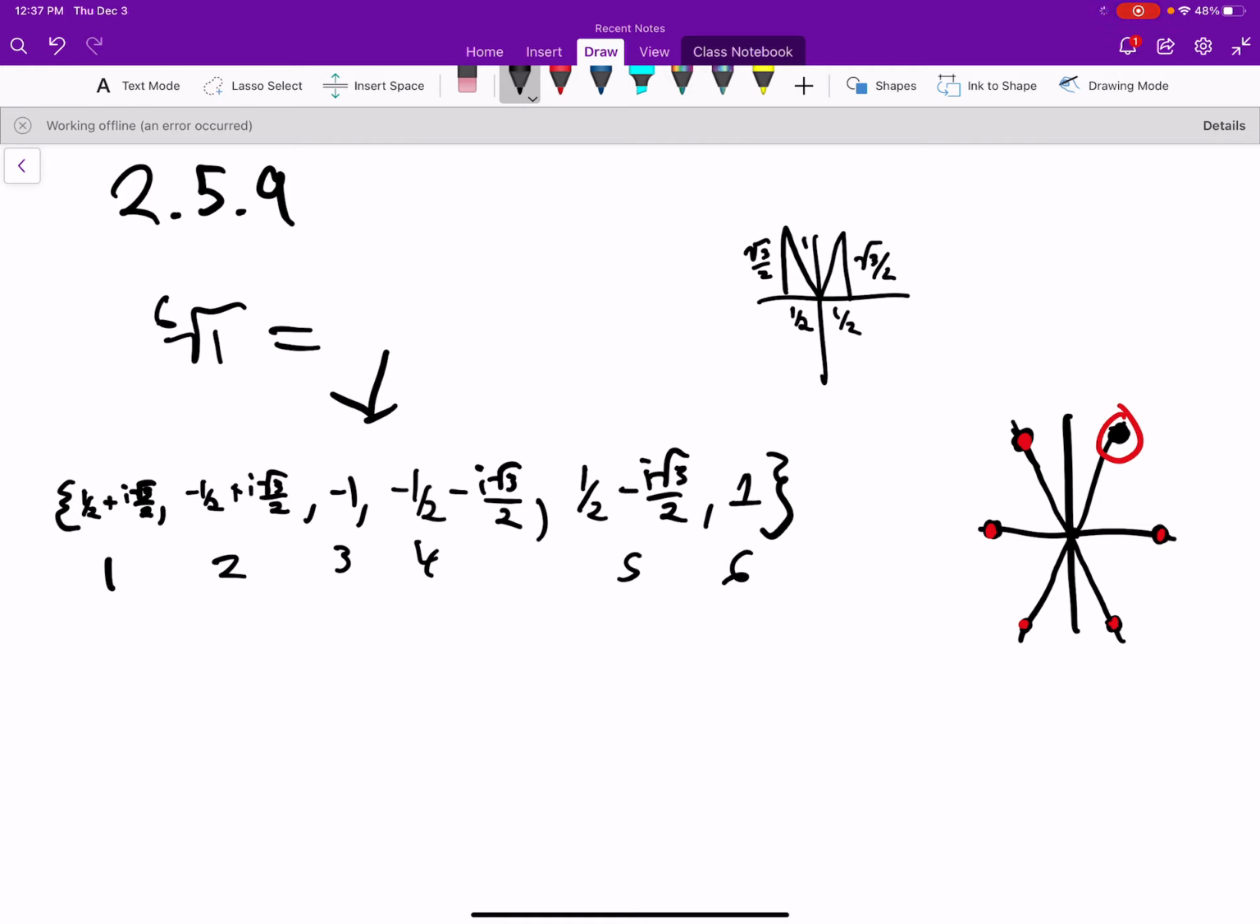And another thing, notice that the order of 1/2 plus root 3/2 i is 6, which is equal to n. So that is a primitive root.